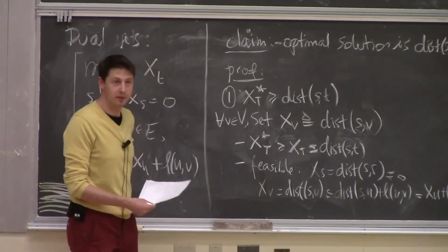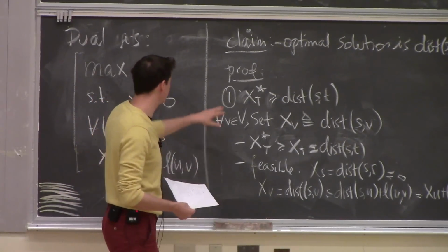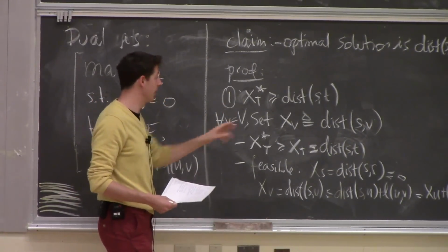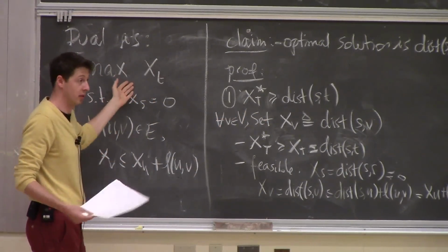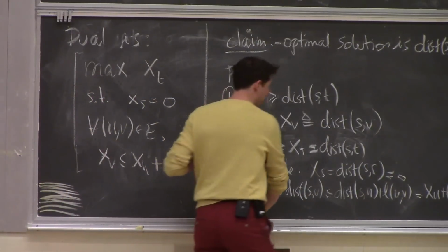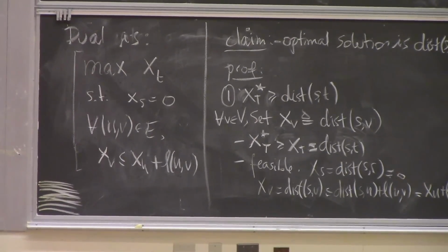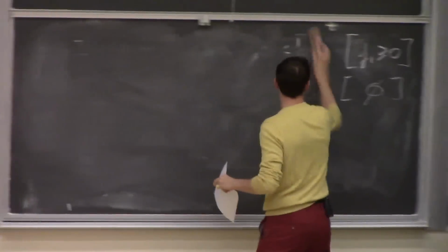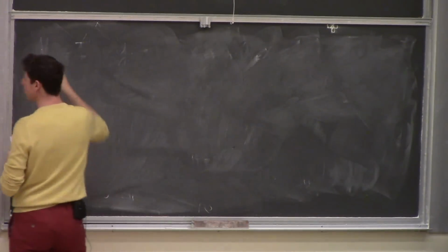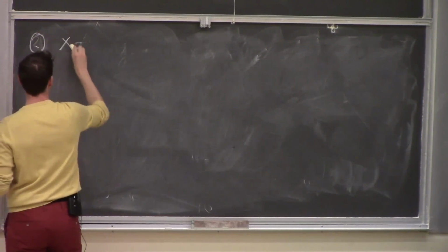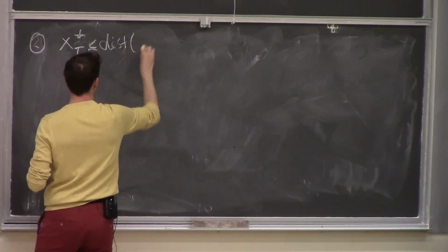All right. Now we have the other side. Okay? So let's prove that the optimum is actually no more than the distance from S to T. Okay? That would actually prove that what we're solving here is actually shortest paths. So in 2, we want to prove that xt star is actually no more than the distance from S to T.